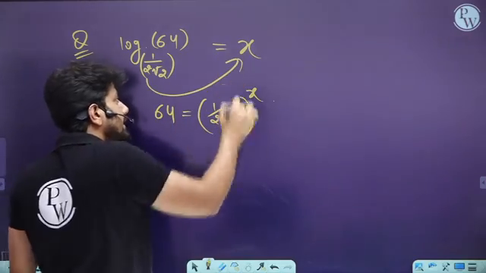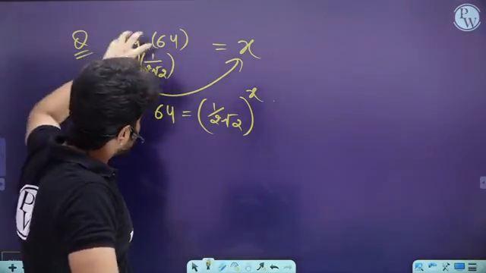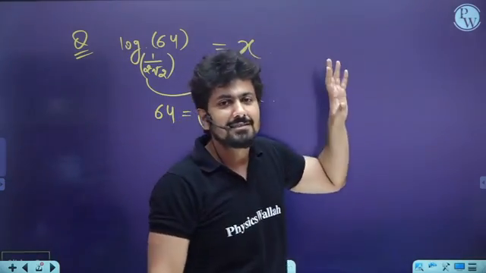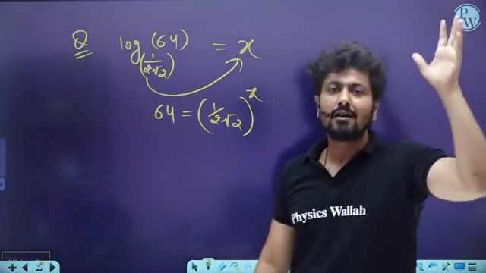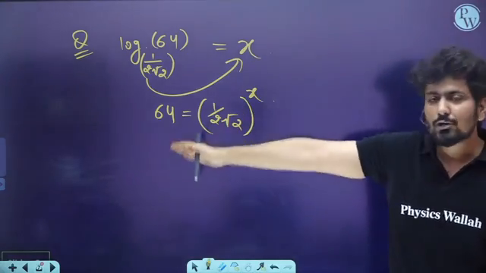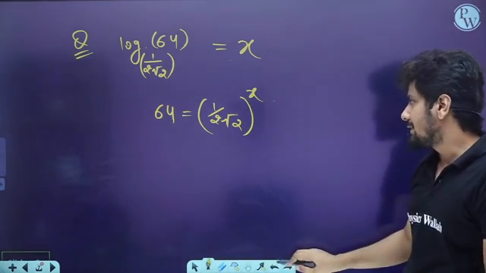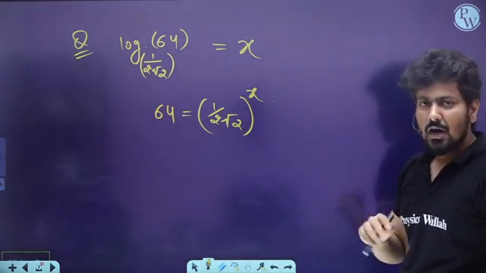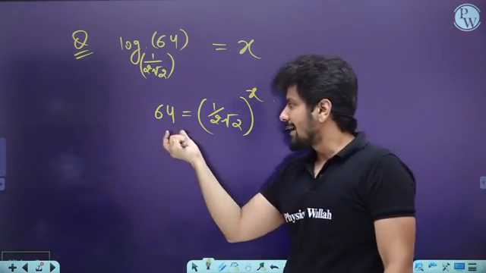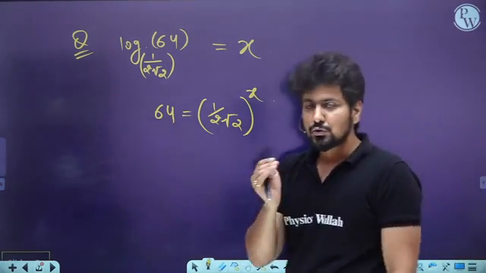The base goes to the right, acts as a Bahubali, right? 1 upon 2 root 2 will raise x on its power. So 1 upon 2 root 2 to the power x is equal to 64. Now solve this equation. How do you solve it? You can write 64 as a power of 2.